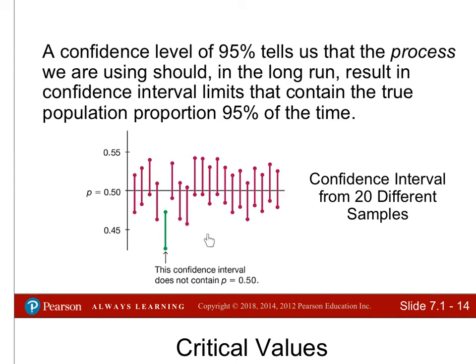And so what you see here is that when we do a 95% confidence interval, if we create a confidence interval this way 100 times, 95 of them will actually cover or include the true proportion. So that's what the 95% confidence level means.